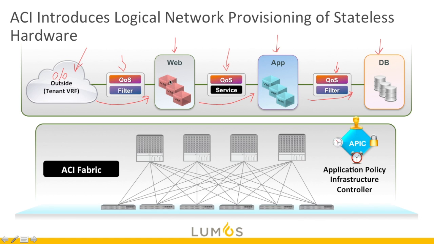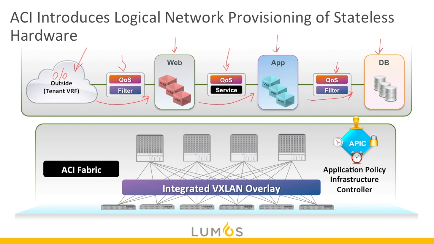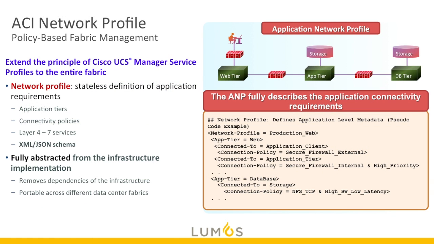So in ACI, we are going to be able to instantiate this policy. We're going to be able to define the policy of these application tiers. We'll put it into something called an application network profile, and then be able to instantiate that onto the ACI fabric, relying on an integrated VXLAN overlay. So sort of the secret sauce, the magic behind ACI is the concept of the network profile, the application network profile, or ANP as you'll sometimes hear it referred to.